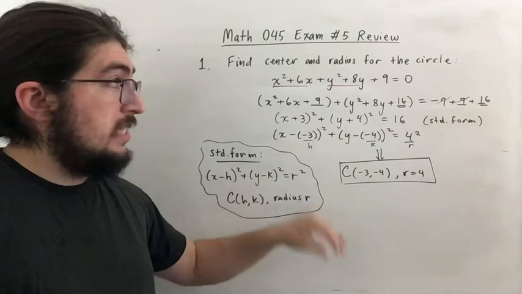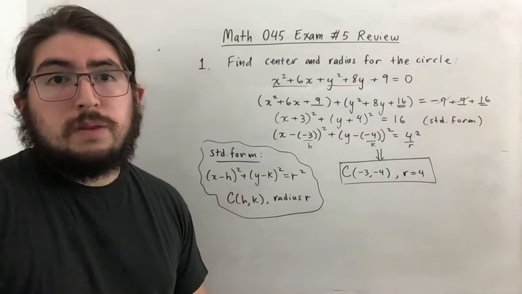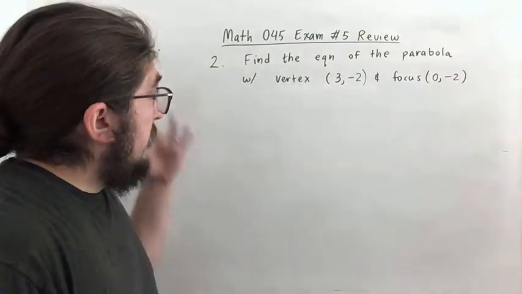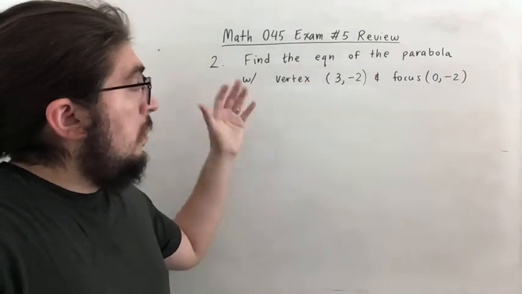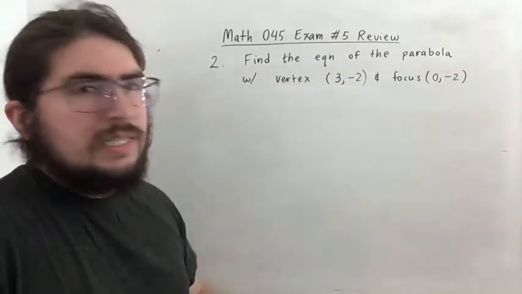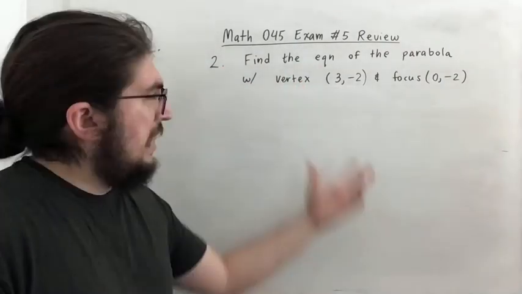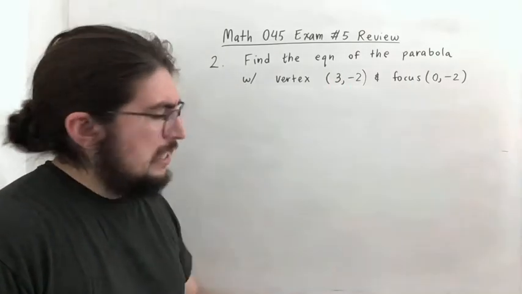We found the center and radius for the circle. Now let's move on to problem number 2. All right, so for this problem, it says find the equation of the parabola with vertex (3, -2) and focus (0, -2). I want to point out that it actually originally said (3, -1), but that was a typo.